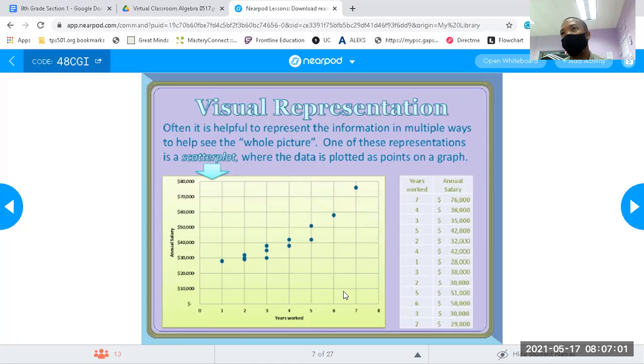So all we literally do, figuratively, is take the information on the table and put it on the graph. Where it says 1 year worked is 28,000. So I put 1 year and I match it up with 28,000. Remember, you put the X value first and then you put the Y value. Period, big dot, no space.